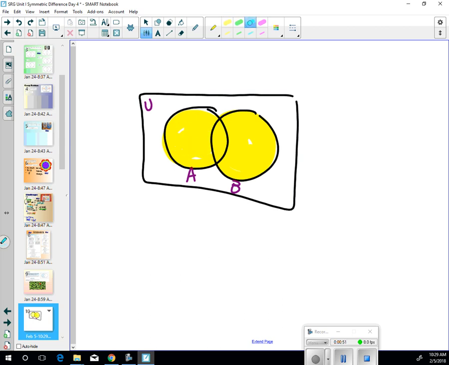Have we talked about this part out here yet? What would that be? That's right. That's the complement of A union B, right? So we've talked about that. So use your creativity here. What haven't we talked about yet?